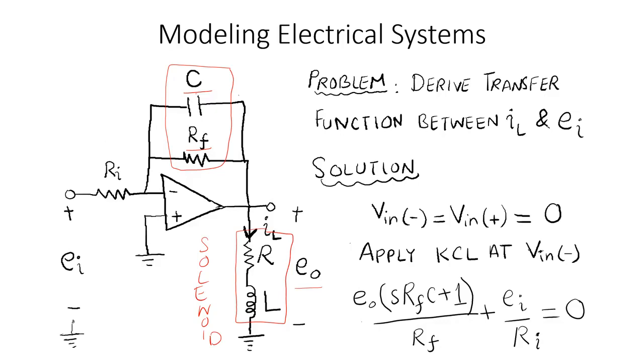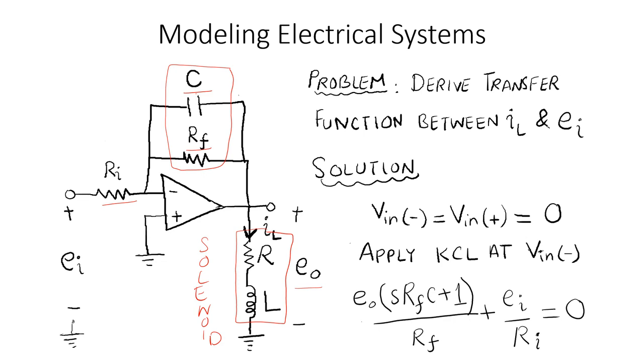RL series circuits are often used to model solenoids, toroids, or to model the electrical wiring or the electrical coils that we find in actuators such as DC or AC motors.